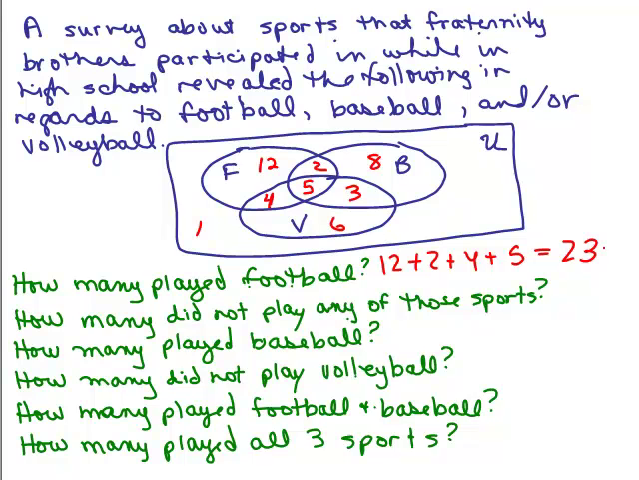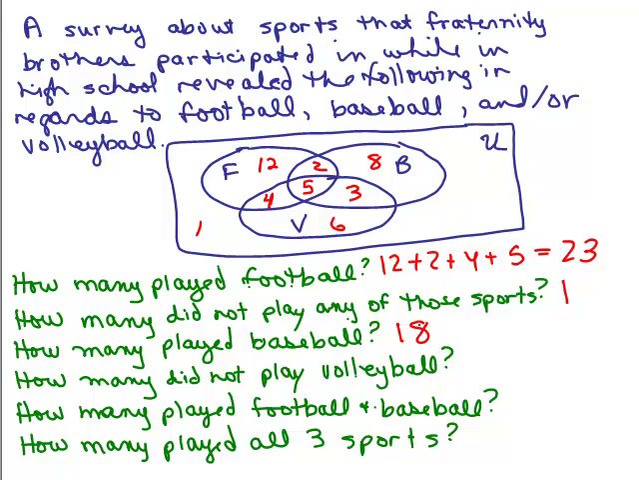How many did not play any of those sports? There's only one person out here that isn't in one of these circles. So there's only one person there. How many played baseball? Well, that's just sort of like football, except we're going to look at the baseball circle and add up those numbers. So we have 2, 8, 5, and 3, right? So what does that add up to? That's 18.